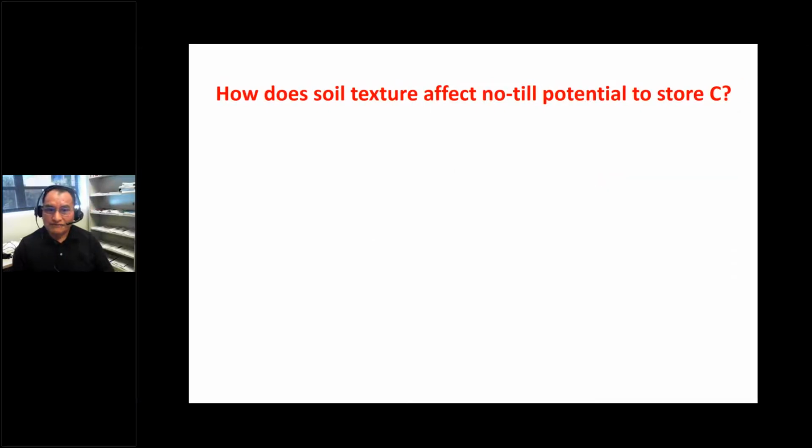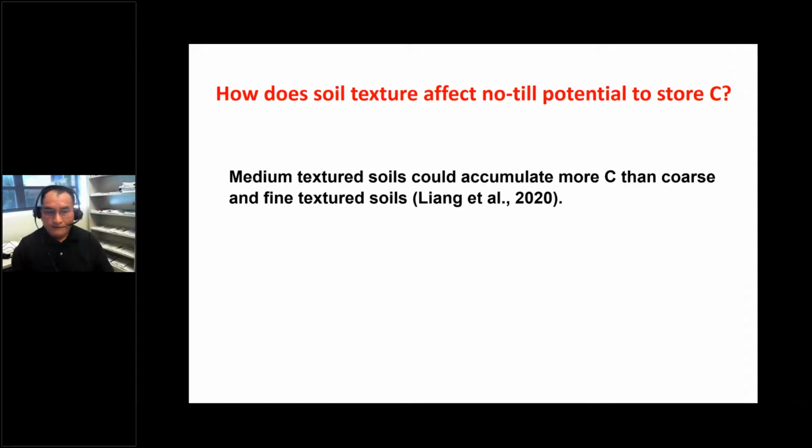What about texture? What about comparing sandy soil against a clay soil? There are other research articles, but this review mentioned that medium textured soils could accumulate more carbon than sandy or clay soils. Why would that be? Well, coarse soils are located in semi-arid regions in some cases. They can gain, but they can also lose carbon quickly, right? And fine textured soils may be close to saturation. So medium textured soils may be the right environment for carbon sequestration. But again, this is not conclusive.